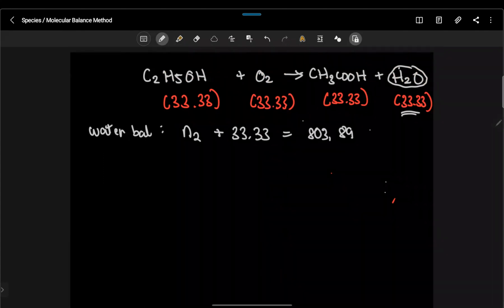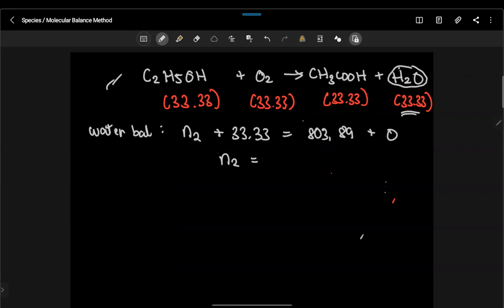Plus consumption of water. Yan ang 0 kasi water is not a reactant in the reaction. So, wala siya dito sa reactant. Nasa product lang siya. So, isa na lang ang unknown dito, N2 na lang. And the answer here, if you do the calculation, is 770.56 moles of H2O.